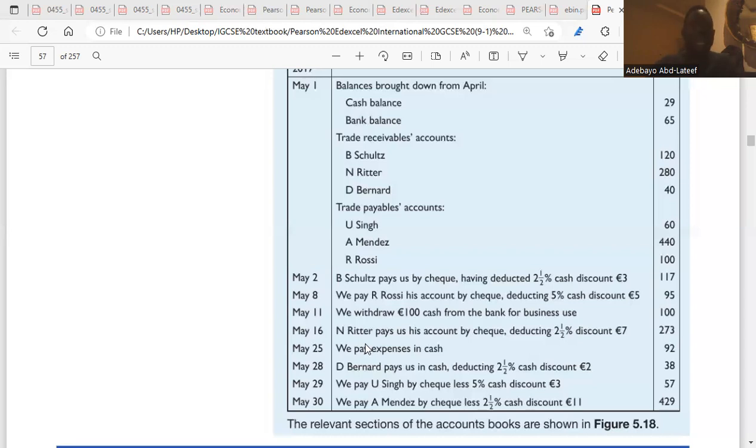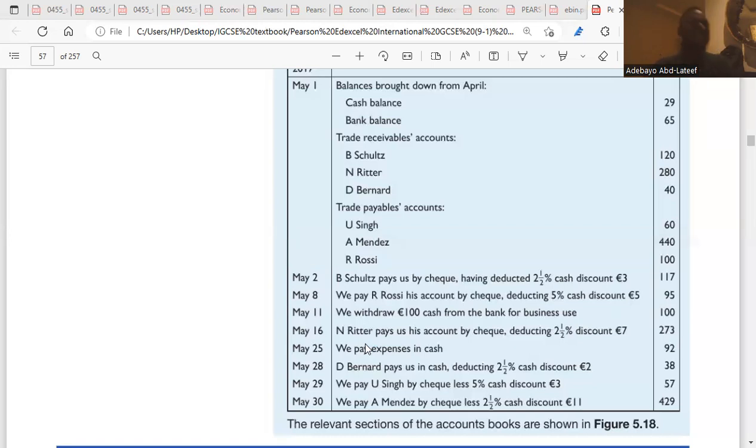So for the discount allowed account, on our debit side, we're going to have the total of discounts, which is 12 euros. 3 plus 7, that's 10. 10 plus 2, 12. So on the discount allowed account, which is a nominal ledger, we're going to have our cash for 12 euros, which is the discount we allowed. Then we go to discount received account.